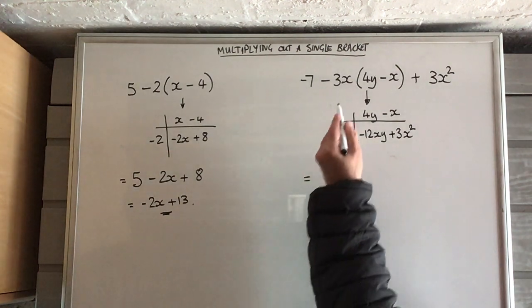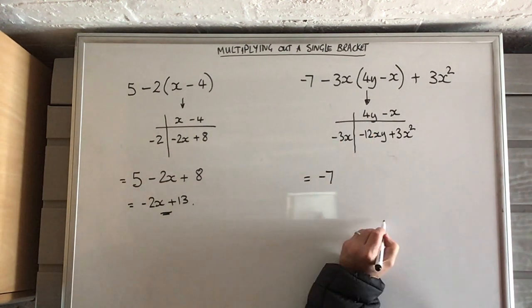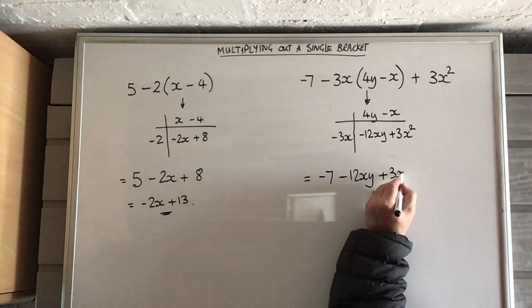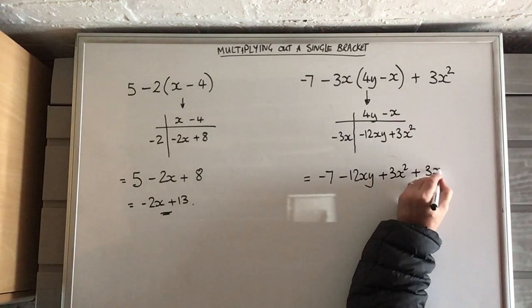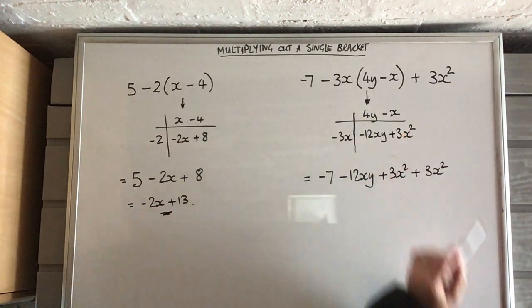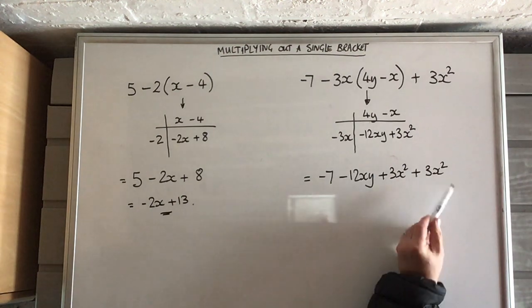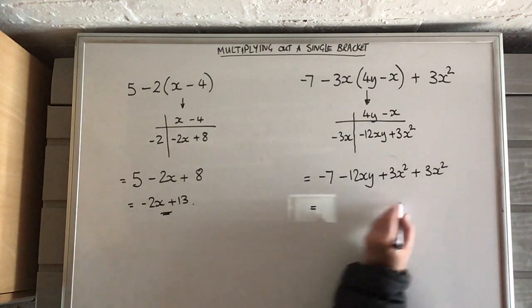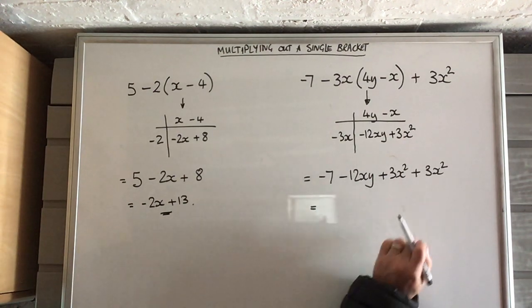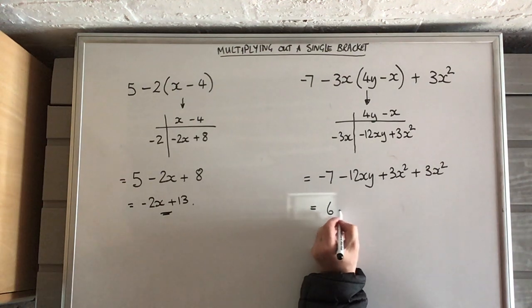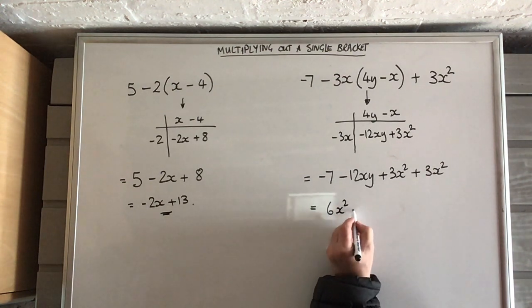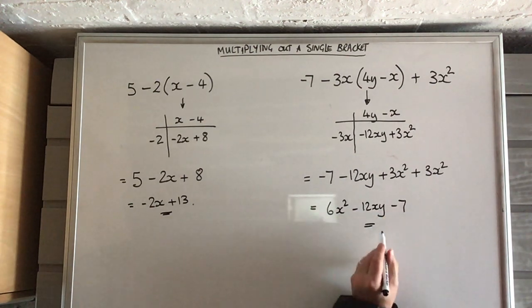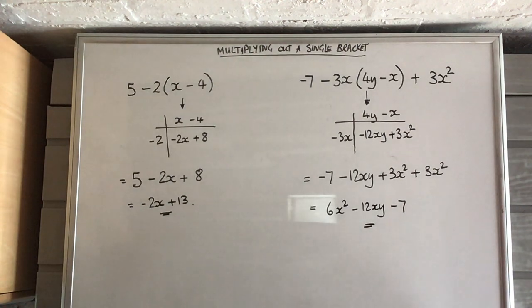So let's rewrite the top out again, so it's minus 7 minus 12xy plus 3x squared plus 3x squared. That's that part there, down here. So can we tidy things up? Yes, well, we can tidy these two things up. These two things are x squareds and x squareds. We can tidy that up. So if we add these two together, 3x squared plus 3x squared is 6x squared. 6x squared minus 12xy minus 7. And that's it finished. Can't do any more than that. Okay, can't tidy anything else.